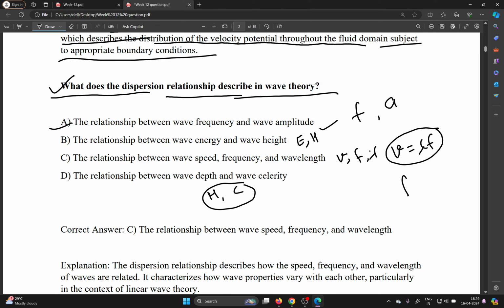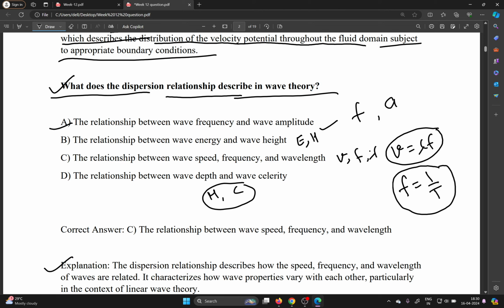Or F is equal to what? 1 by T. T is what? We'll see in the further question. The relationship between wave speed, frequency and wavelength.